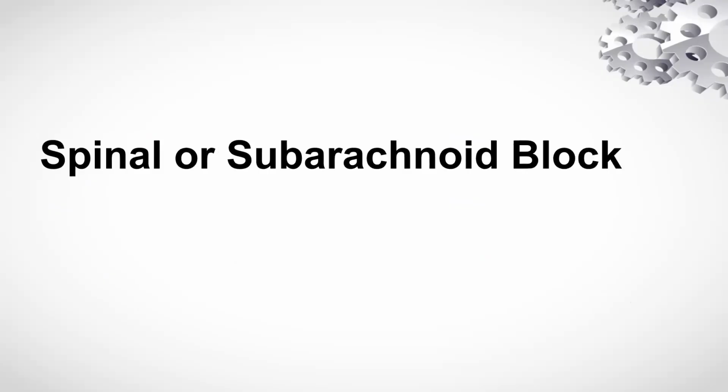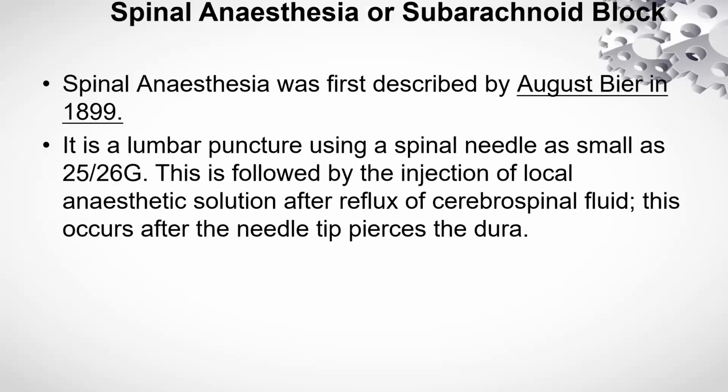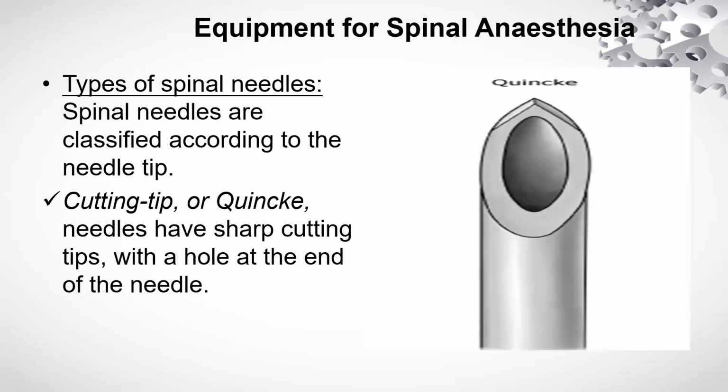Okay, so let's dive into spinal or subarachnoid block. We know this already. All right, so equipment for spinal anesthesia. We have different types, and they're classified into cutting and non-cutting, or cutting and pencil point. So the cutting, the Quincke spinal needle, all right, usually has a sharp cutting tip with a hole at the end of the needle. So this is a Quincke spinal needle.